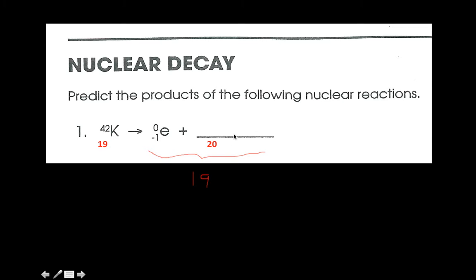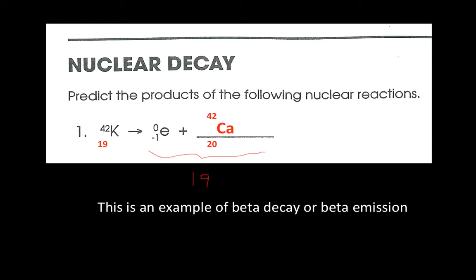Once I know that's 20, piece of cake, I go to the periodic table, and I see it's calcium. Now I look at this side. Total's 42. There's a 0, so this has to be 42 as well. And that is now balanced. I balanced the bottom numbers first, and then the top. We'll do 4 more of these fun examples. Also notice this is beta decay or beta emission because that is a beta particle, the electron.